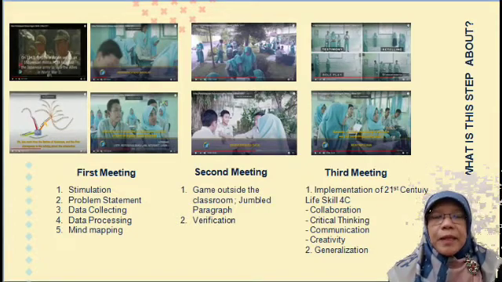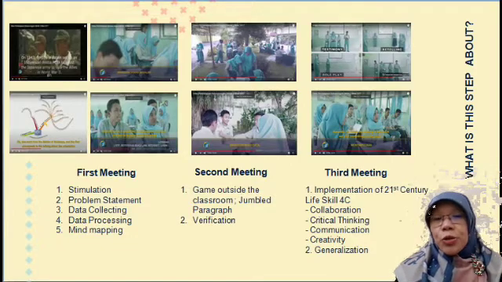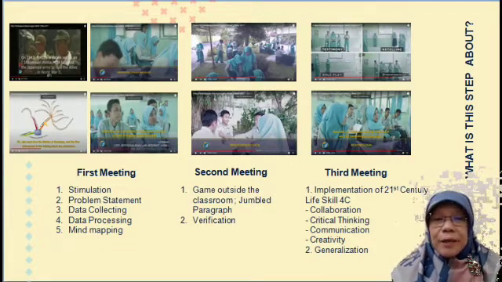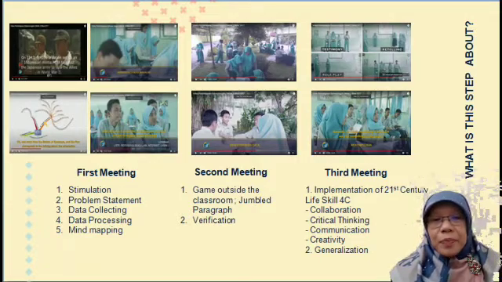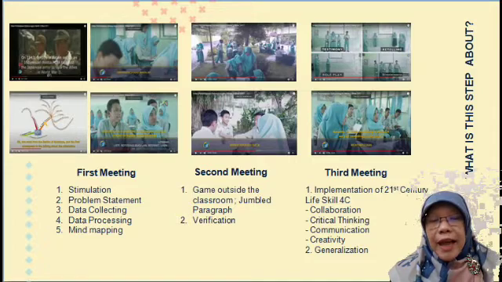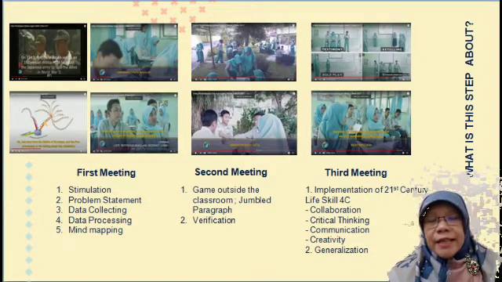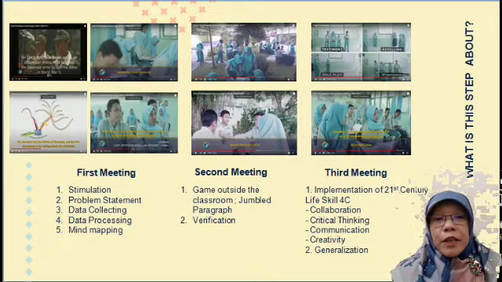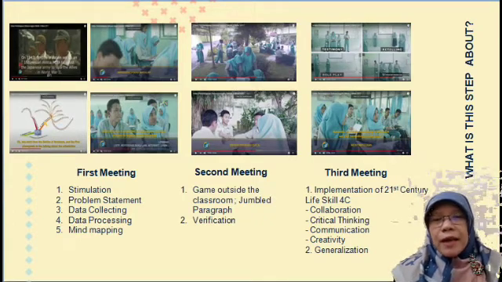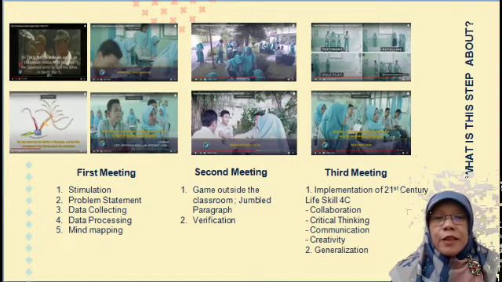And at the second meeting, the teacher asked the students to have an outside classroom activity. The teacher conducted a game, and the name of the game is Jumble Paragraph. Here, the students do the activity in a group discussion. And then the teacher supervised what they do outside the classroom. Of course, in this activity, the students make some verification with the other groups by arguing or by answering or by verifying the concept about the content of the text.